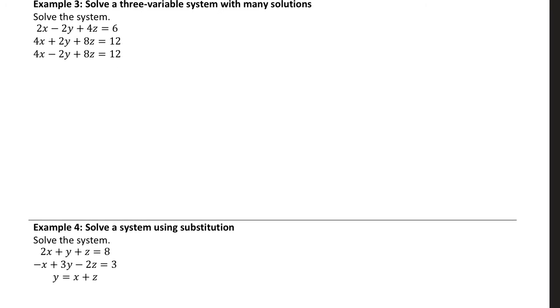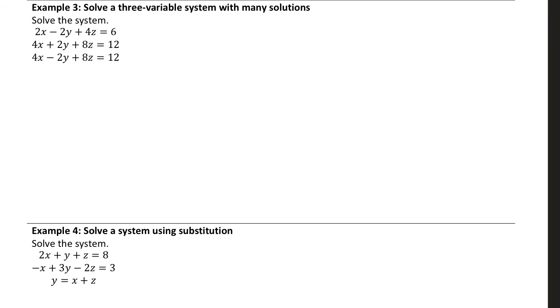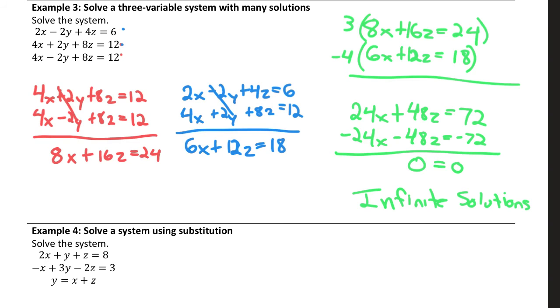So in example 3, try it, pause the video, work through it, and then check your answers with me once you're ready. Okay, so for this example, hopefully it's kind of clear when you look at this system that y would be, in my opinion, the easiest to eliminate because literally every coefficient on y is 2, whether it's positive or negative.